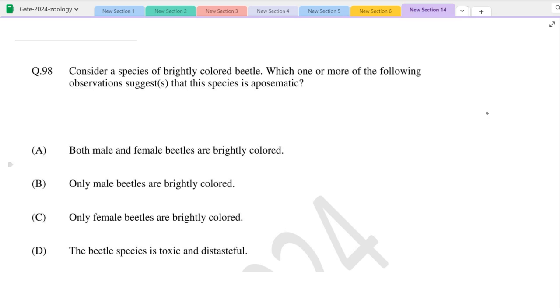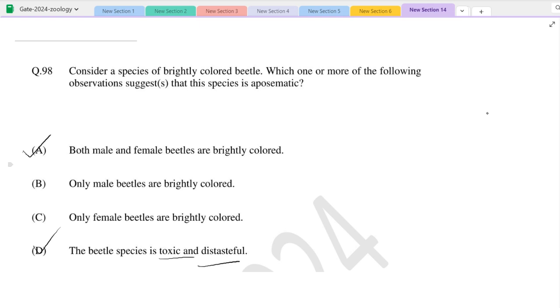Consider a species of brightly colored beetle. Which one or more of the following observations suggest that this species is aposematic? The correct answer here is option A and D. First of all, brightly colored beetles, and if it's aposematic, usually it's toxic and distasteful. We have seen that usually the brightly colored animals can be really toxic.